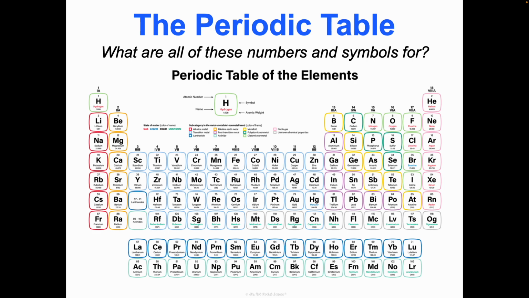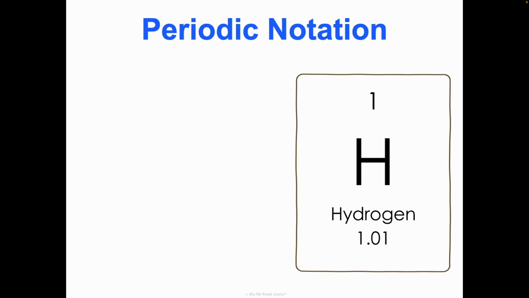So the periodic table, what are all of these numbers and symbols for? That is what we are diving into today, and even more so. So let's zoom in on just periodic notation of just one element. Now, different versions of periodic tables can include different information. I'm going to introduce you to this awesome website called ptable.com that has so much information about the different elements. And you might have one in a textbook or have one printed out that looks a little different.